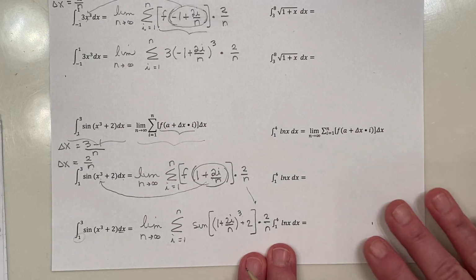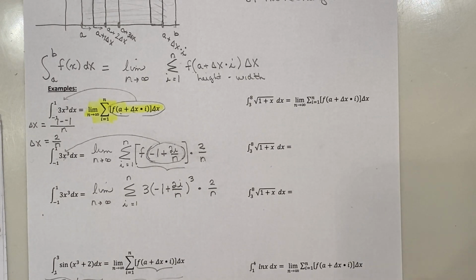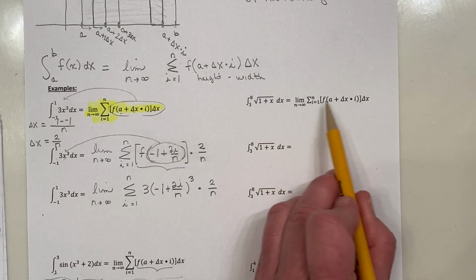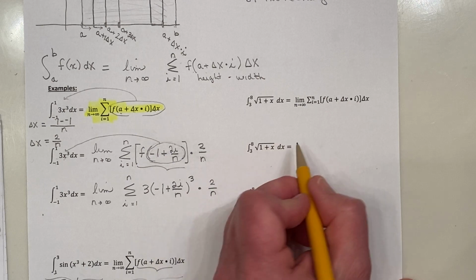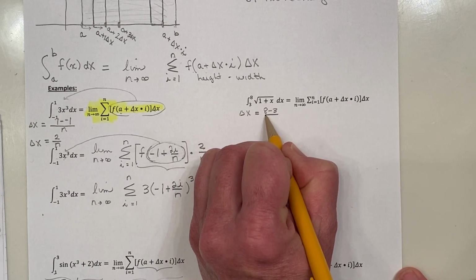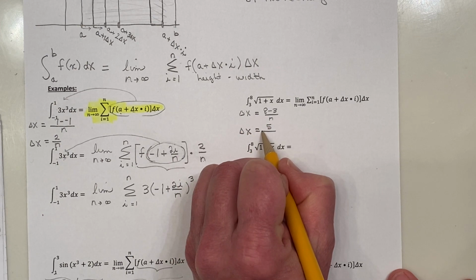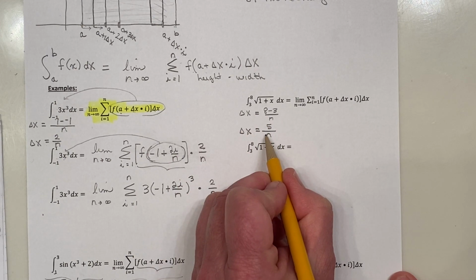Okay, let's come back over here and work on this problem. How do we take this integral and write it as a limit of a Riemann sum? Well, first of all, delta x is 8 minus 3 over n. So the change in x is we're going to take 5, that horizontal distance, and break it up into n rectangles.